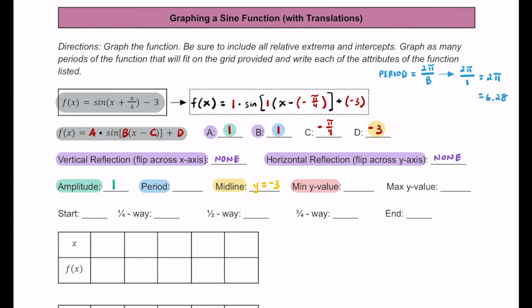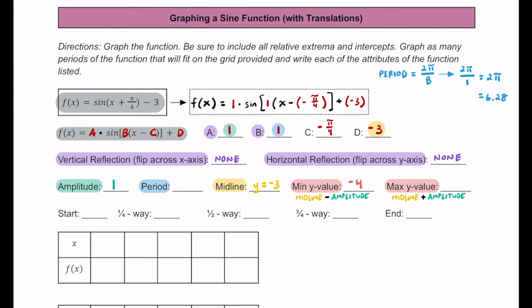Now what about the minimum y value for this graph as well as the maximum y value for this graph? Try to recall that the minimum y value is going to be the midline minus the amplitude, so that's going to be this negative 3 value over here, take away 1, negative 3 minus 1, and that is going to be at negative 4. Let's go ahead and put that over here.